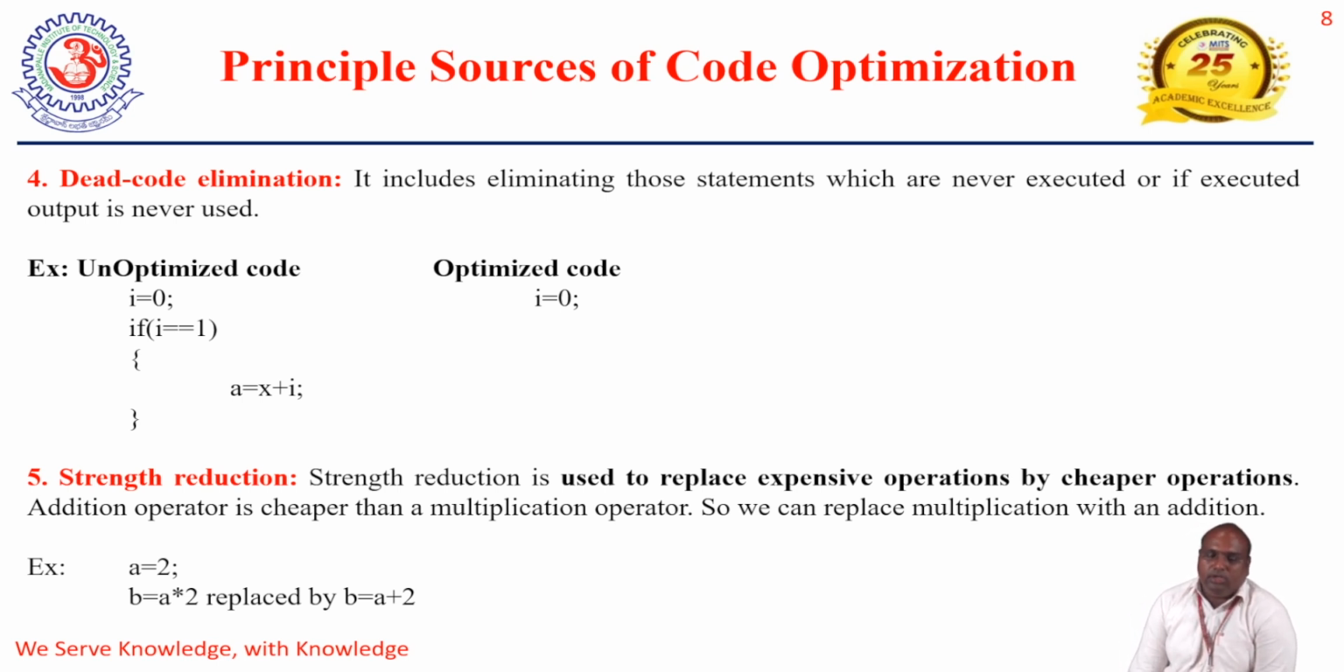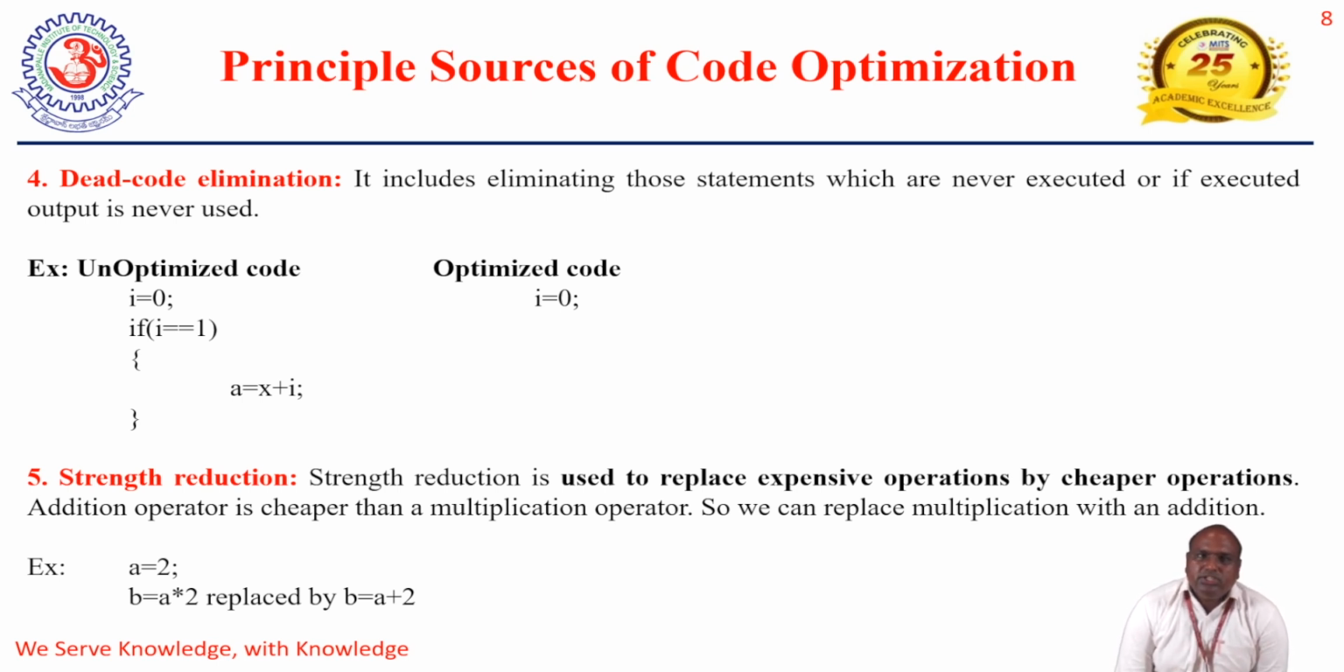That is also one of the elimination techniques, or code optimization techniques, in the principal sources of code optimization. Dead code elimination means we are removing the non-executable code from the program. That's all. Next, the last one is strength reduction.